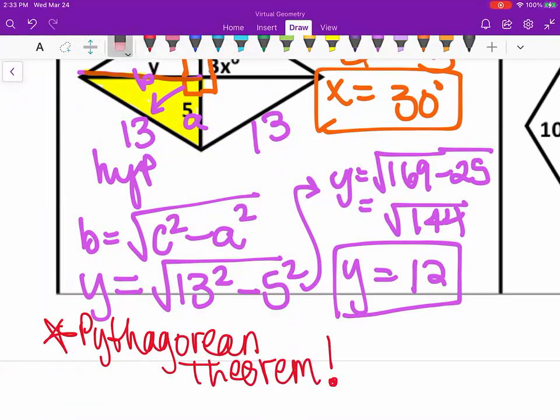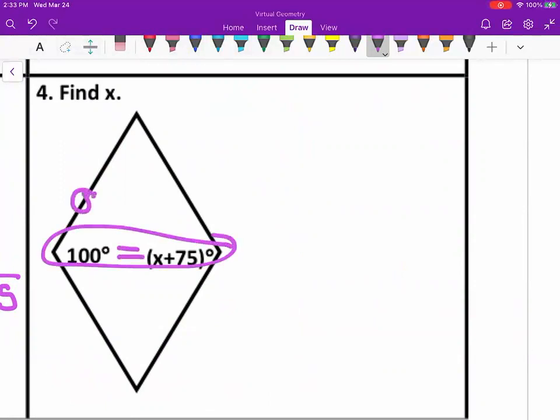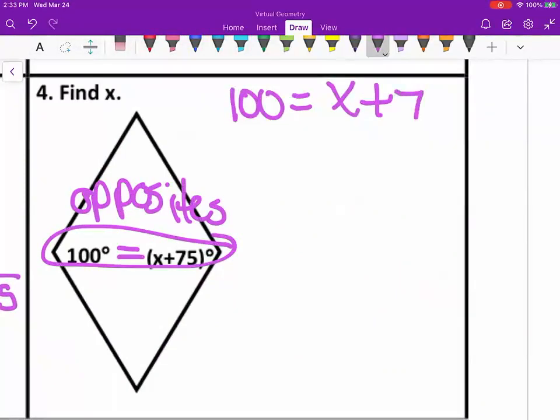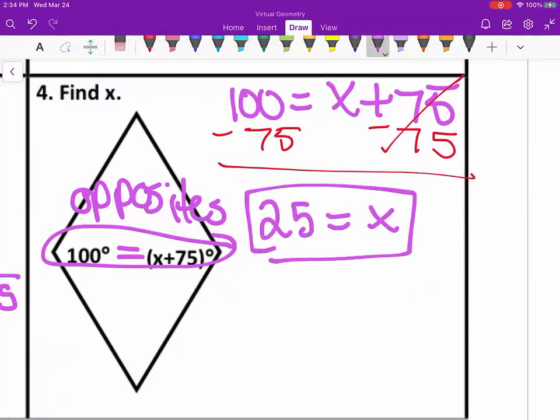Let's check out our last example, example 4. All right, so because this figure, again, is a parallelogram, opposite angles are still going to be equal to each other. So then 100 should still equal x plus 75. And now we can solve this. So I'm going to minus my 75 to both sides of this equation. So 25 is equal to my x. And that's it. There's nothing more to solve there.